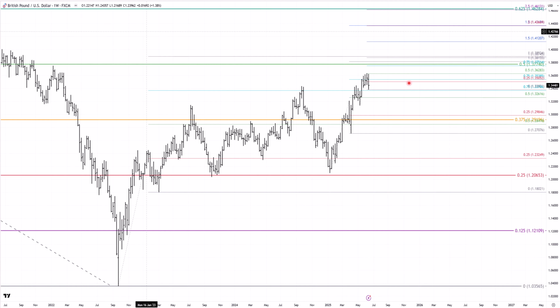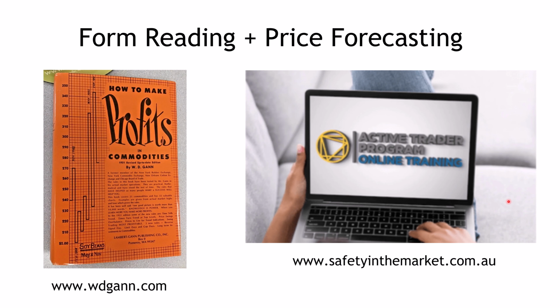Now, looking at this style of price forecasting, I learned how to do that from Safety in the Markets and from their Active Trader Program online training. So I'm not going to go through and teach all that. That's Safety in the Markets material. You can have a look at that for yourself. It is something that I recommend. It's one of the few Gann courses that I do recommend.